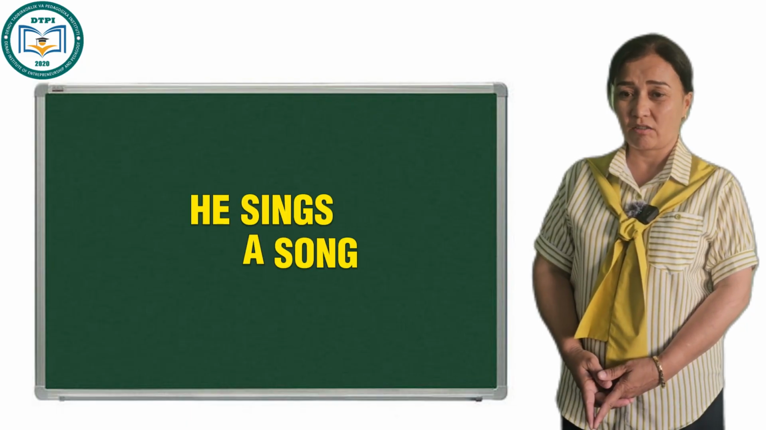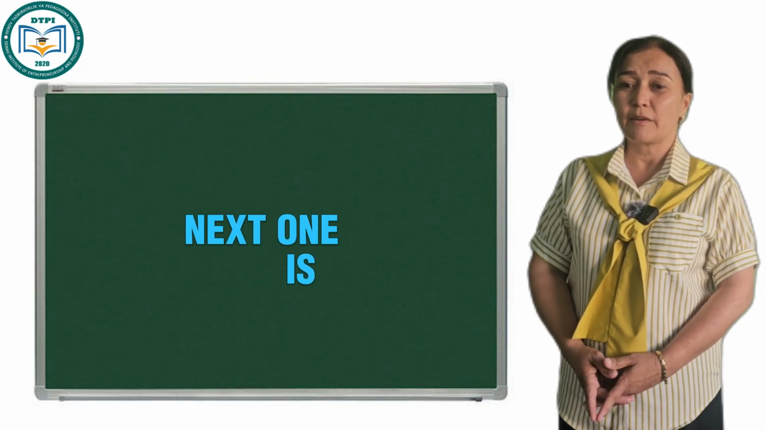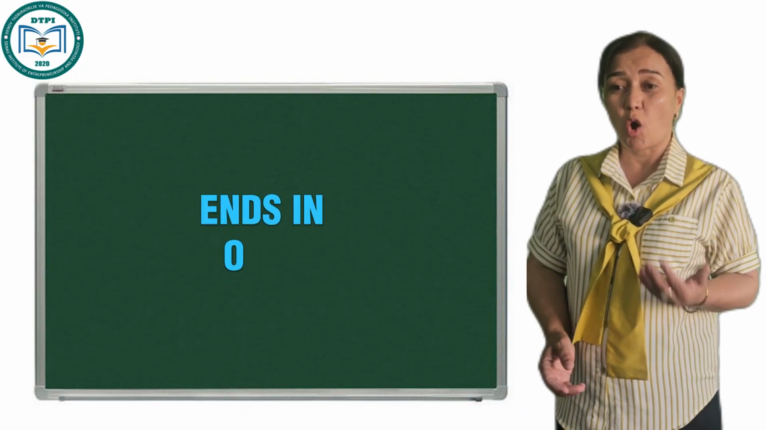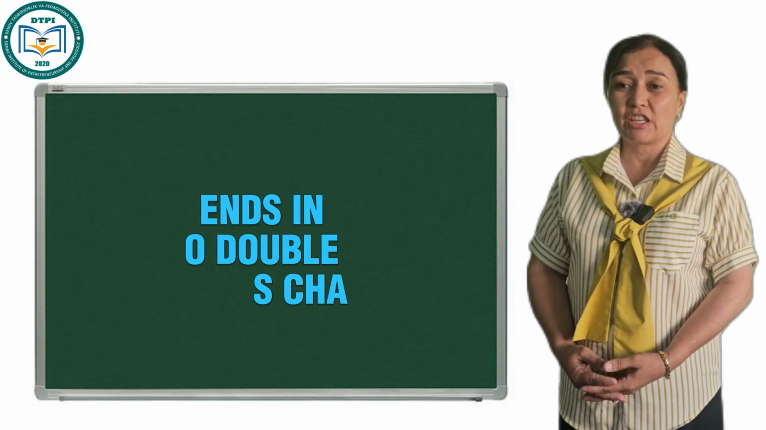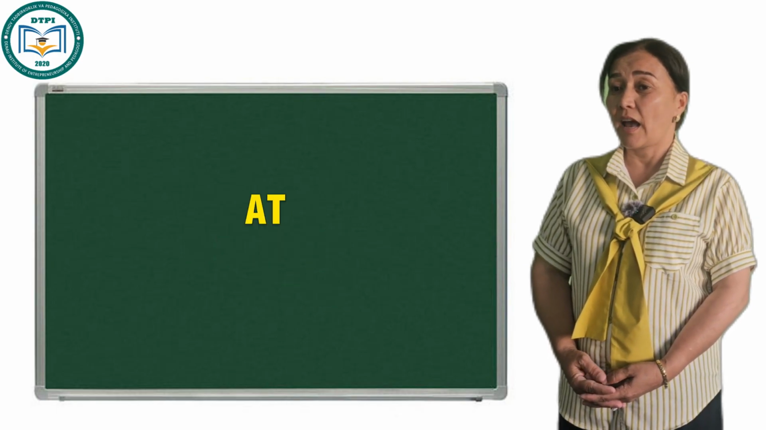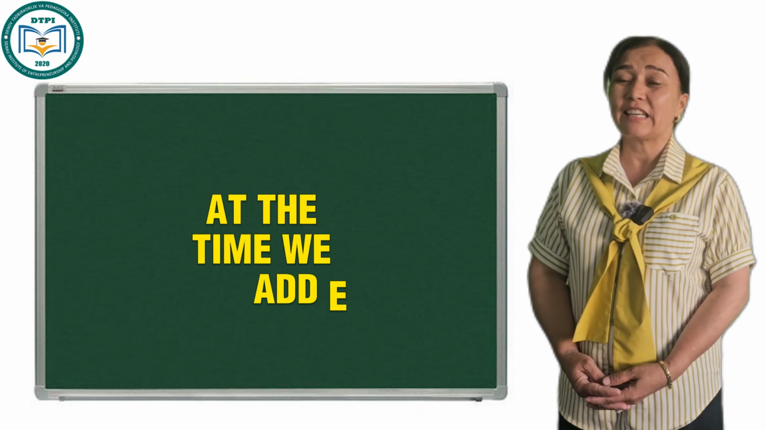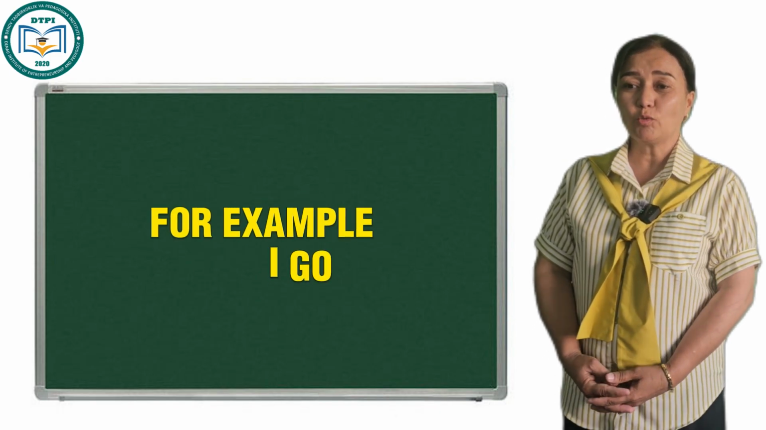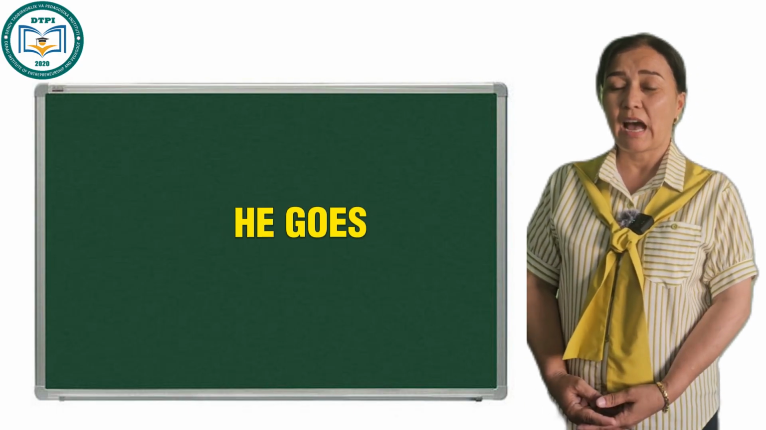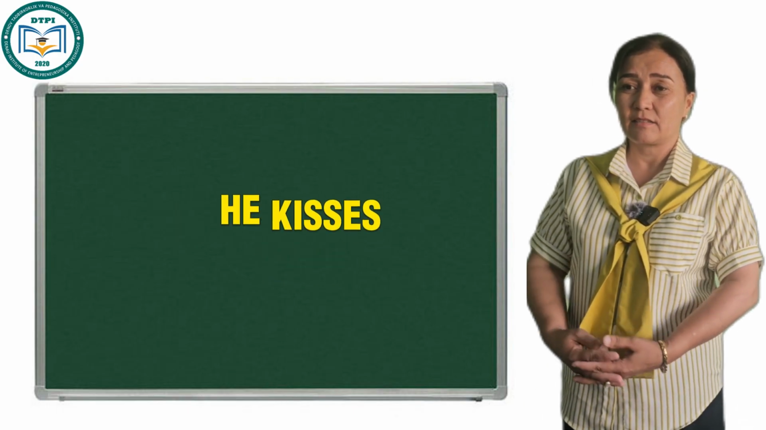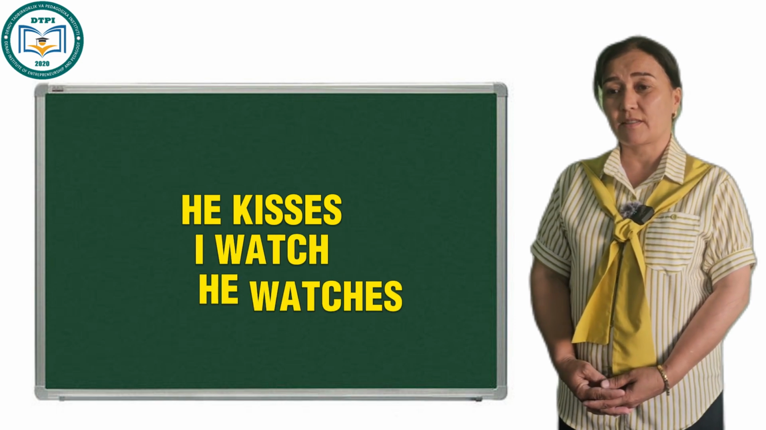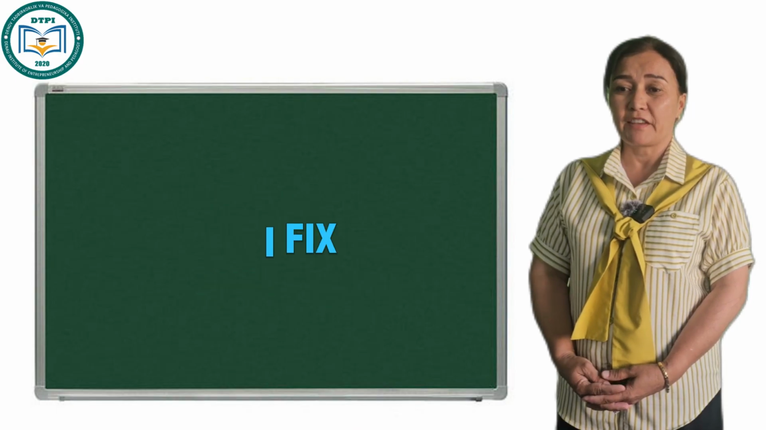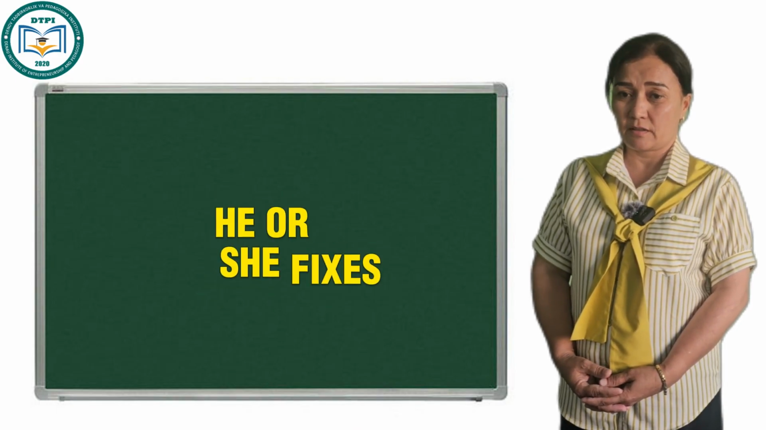And the next one is, when the verb ends in o, double s, ch, sh, x, at that time we add es to the verb. For example, I go, he goes. I kiss, he kisses. I watch, he watches. I wash, he or she washes. I fix, he or she fixes.